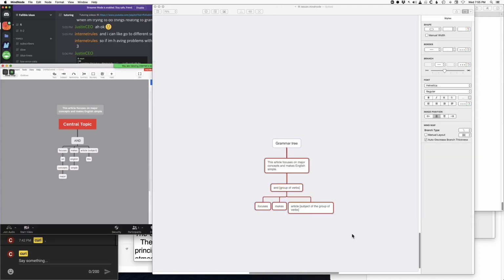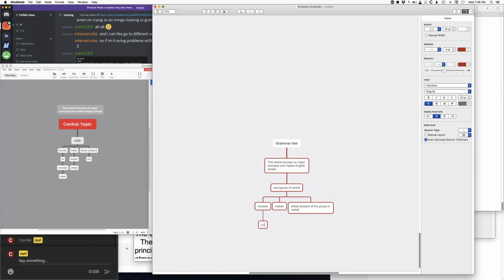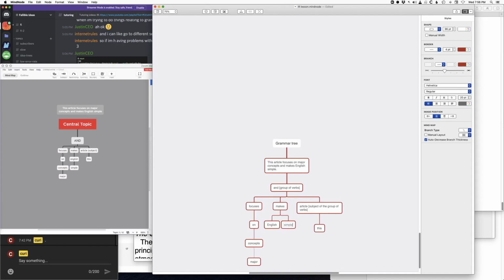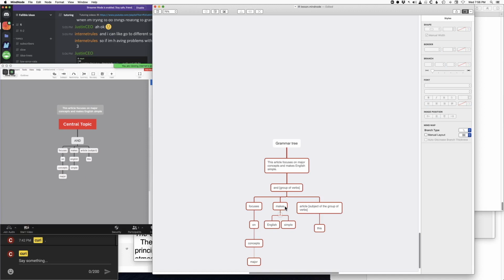Okay, so anyways, the makes part is a problem. The makes English simple. I'm not sure where the simple goes. My initial guess is it goes next to English, like it's a sibling of English. Yeah, so this is one of the options, and this says essentially that makes has two objects, English and simple. It's a special case. Simple would actually be a complement, not an object, but whatever.